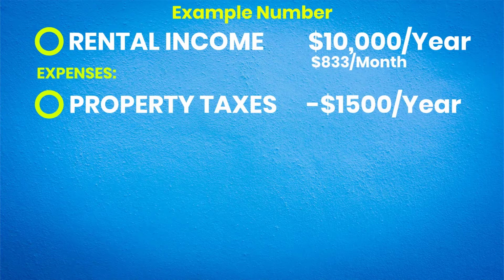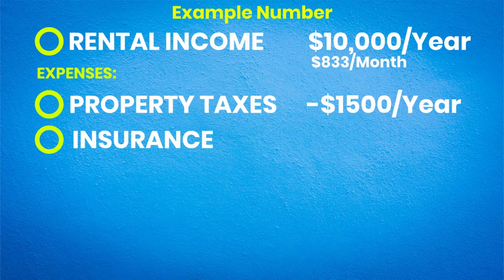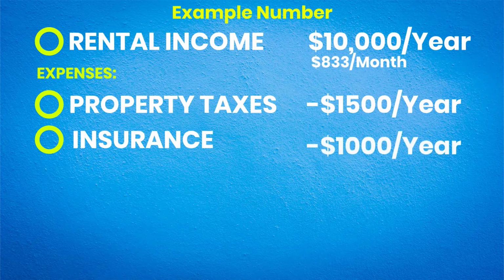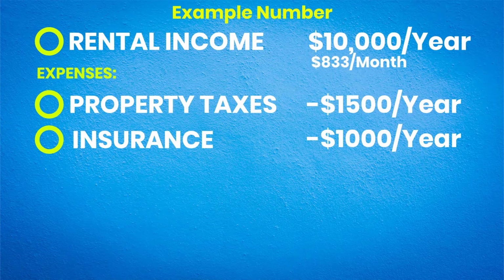All right, then we've got insurance to make sure the property is protected in case of a fire or in case of some kind of crazy thing that happens that tears the property down and we'd be out the value of the property. So insurance we're going to have to pay for, that's maybe $1,000. So right there, we had $10,000 come in, we had $2,500 go out for property taxes and insurance.